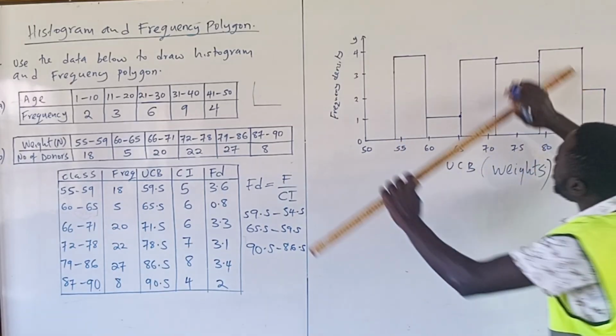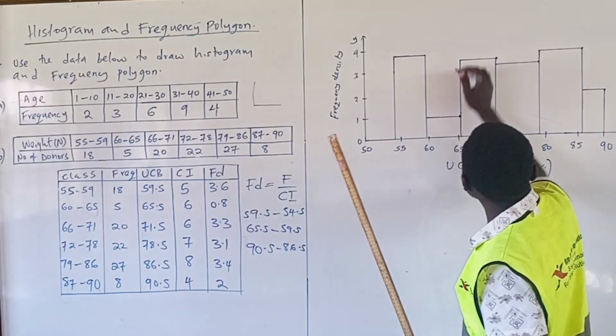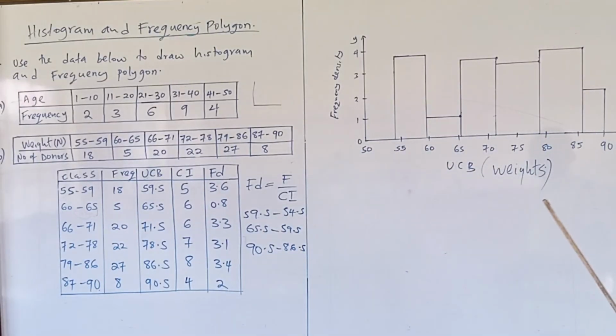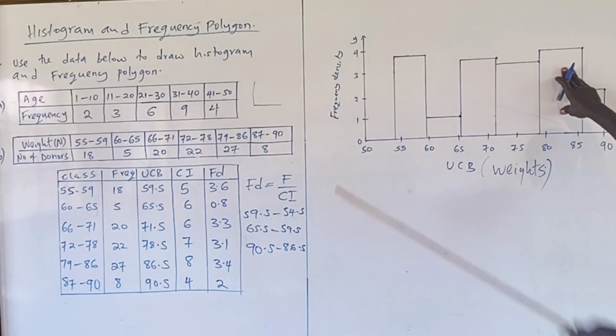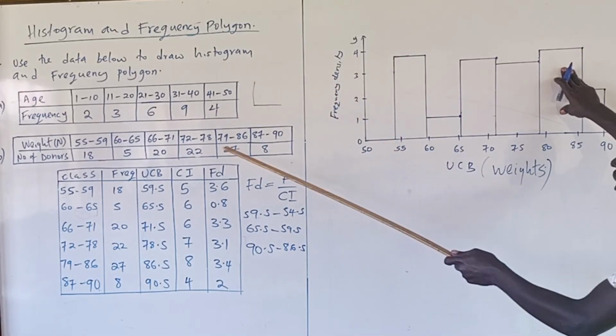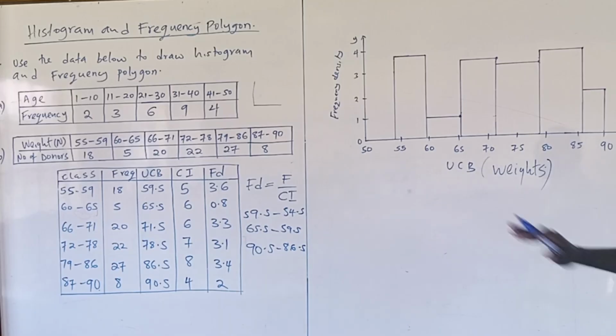When you join using these boxes, you can shade or you can leave it that way. So this is how we get our histogram using frequency density when the class intervals are varying.